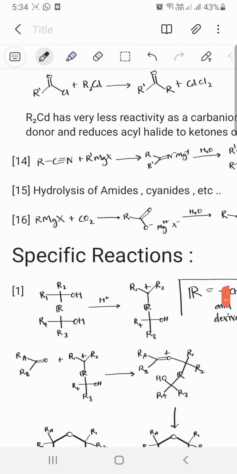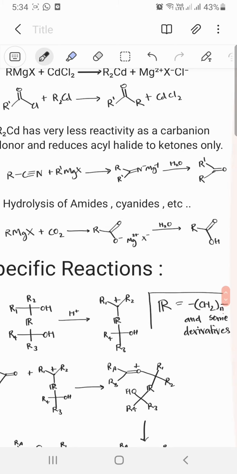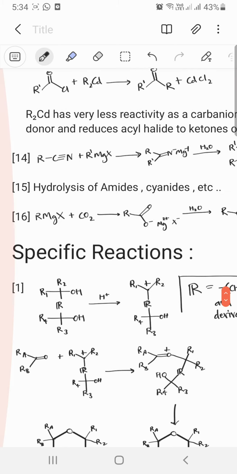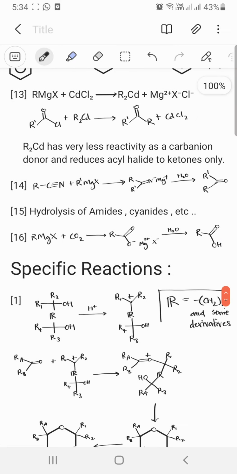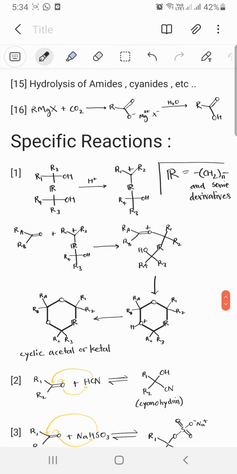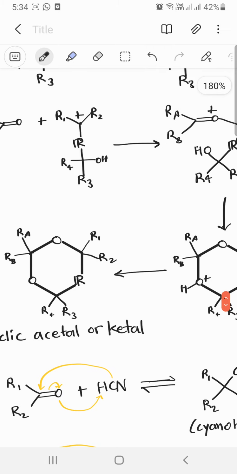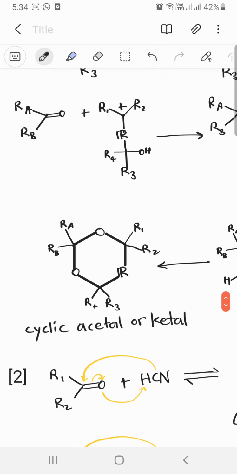Next. Right, this reaction is pretty normal. Hydrolysis of amides, cyanides, etc. We know the mechanism. RMgX plus CO2 gives this thing. Fine. I have seen that a lot of times. Specific reactions. Oh hey, we had this kind of a thing somewhere. Yeah, but over there it was with formaldehyde, right?